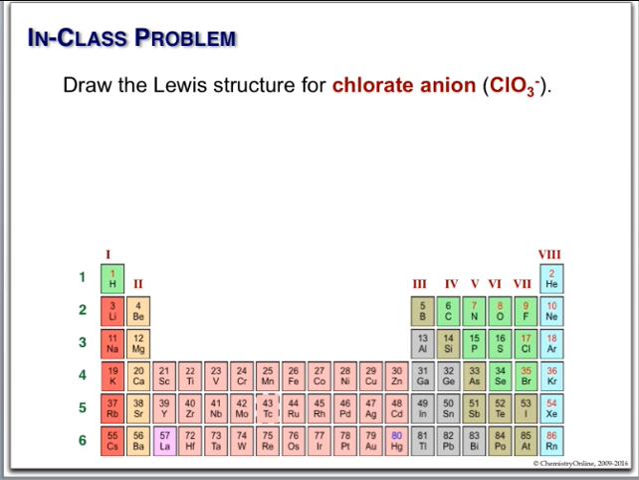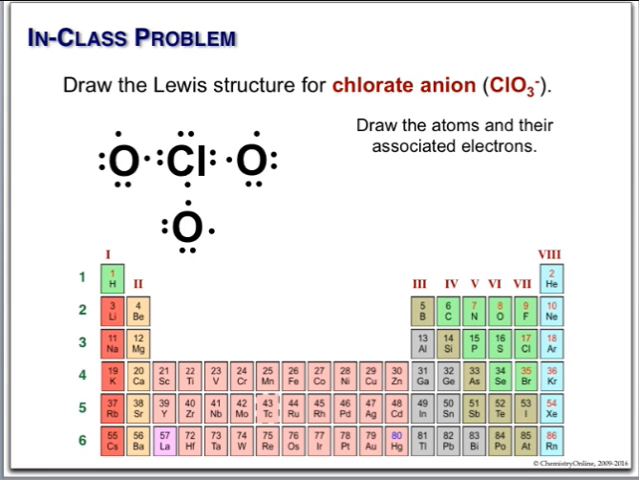If we're going to draw the Lewis structure, first we have to find the atoms. Chlorine is here in group 7, and it's going to be in the middle. It's going to have 7 valence electrons, right? It's group 7. Oxygen is here in group 6, and we're going to put 3 oxygens around the chlorine. So we start off with something like this.